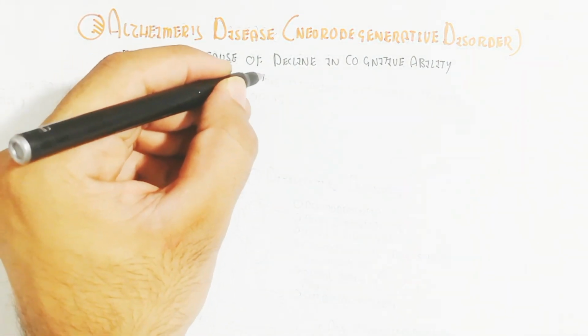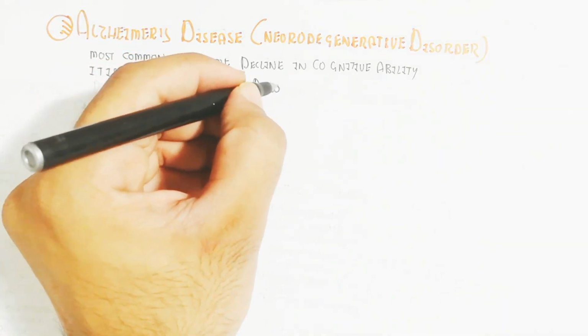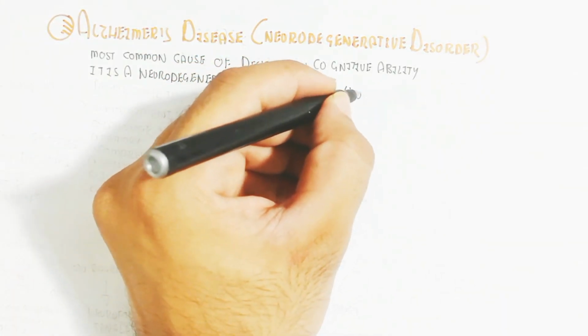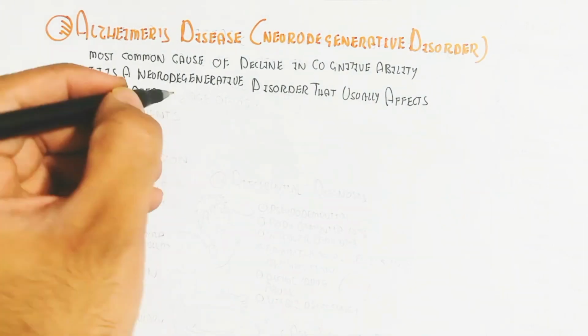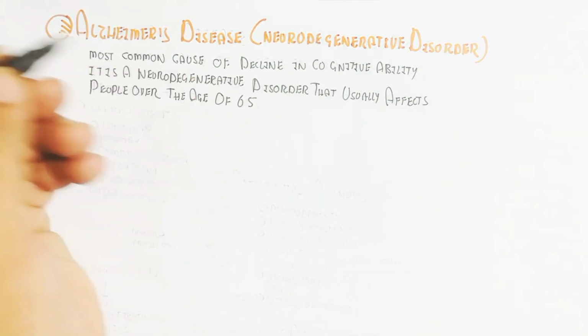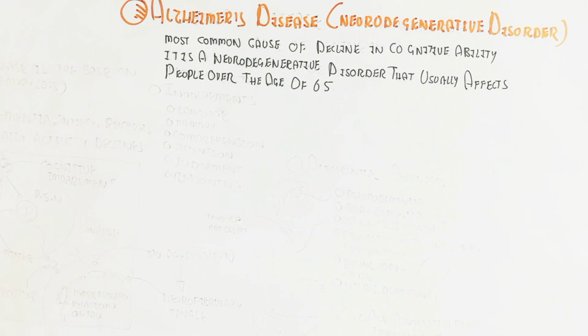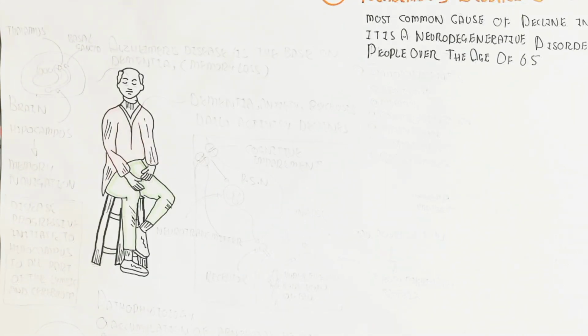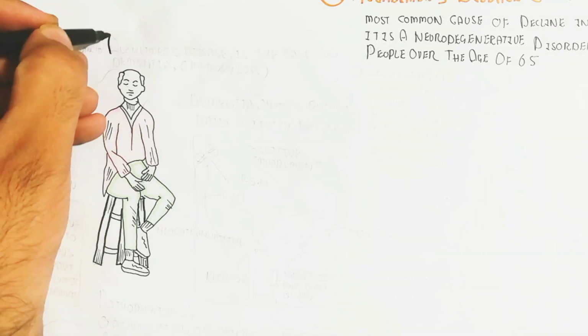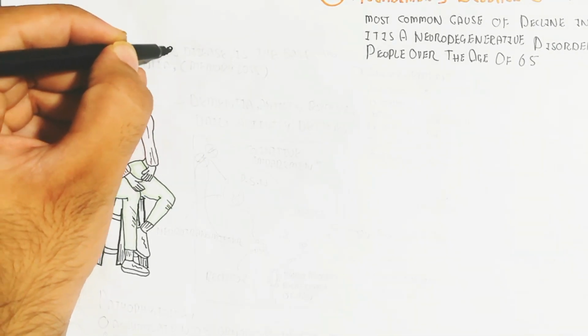It is the most common cause of decline in cognitive ability, and it is a neurodegenerative disorder that usually affects people over the age of 65 years. This is a patient who is 65 years or above. So Alzheimer disease is based on dementia.